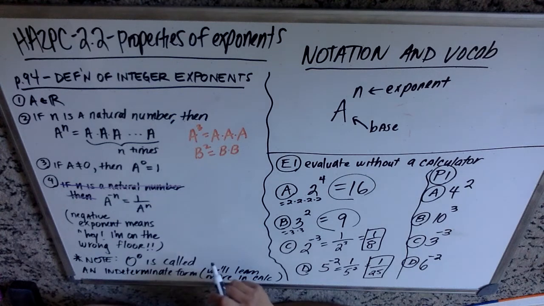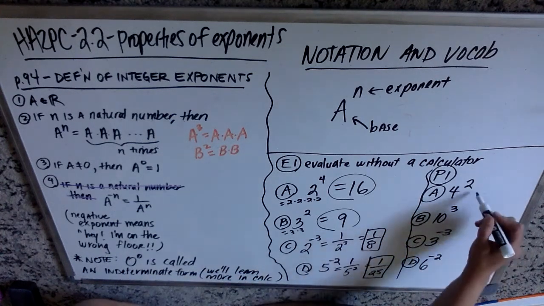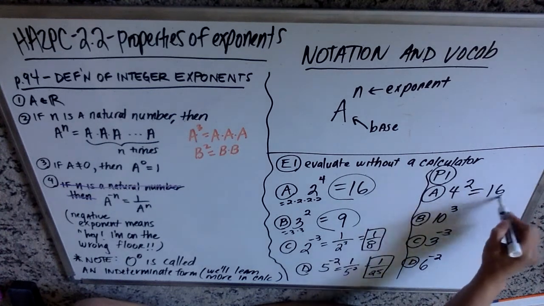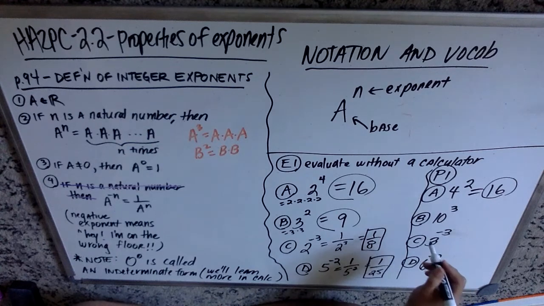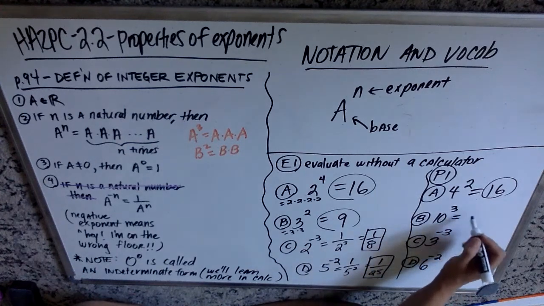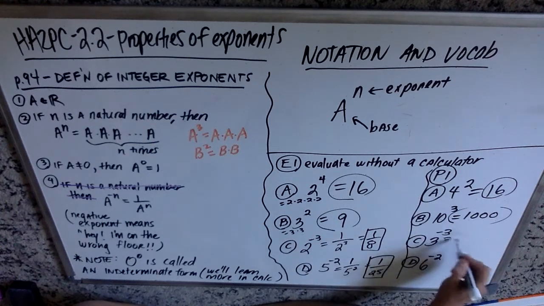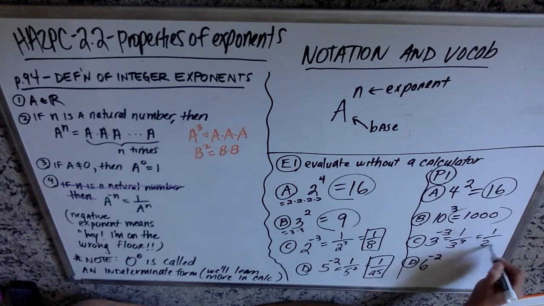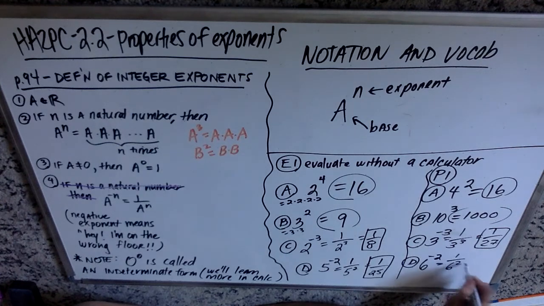If you want to pause me, you can. I'm going to go ahead and walk through P1. So 4 squared is also 16. 4 times 4 is 16. It's just a coincidence that the first part of each one of these was 16. 10 to the 3rd is a 1 with 3 zeros. It's 1,000. 3 to the negative 3rd would be 1 over 3 to the 3rd, which is going to be 1 over 27. And then 6 to the negative 2nd is going to be a 1 on top of 6 to the 2nd, which is 1/36.